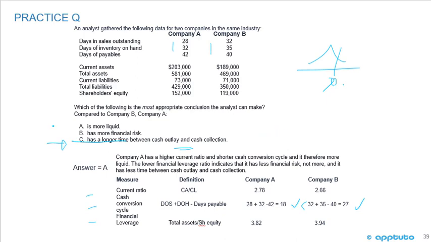So the next thing is more liquid. That's an easy one. That's current assets over current liabilities. And you can see company A is greater than company B in terms of the current ratio. So we're in pretty good shape. At that point, I may answer A right away. But if I want to check B just to be on the safe side, the financial leverage, assets over equity, we can see it has less financial leverage because the assets over equity is a lower number. Okay, so B was wrong. It is definitely more liquid. It has a better current ratio.